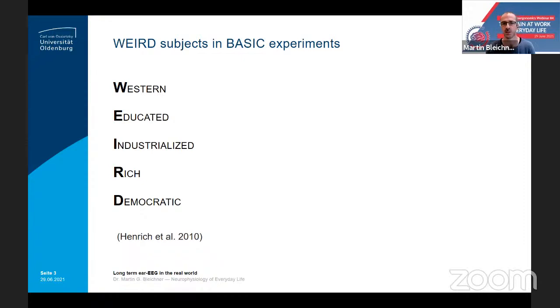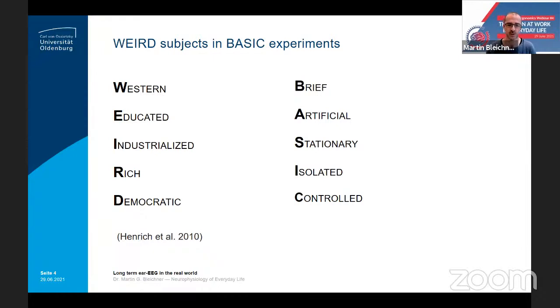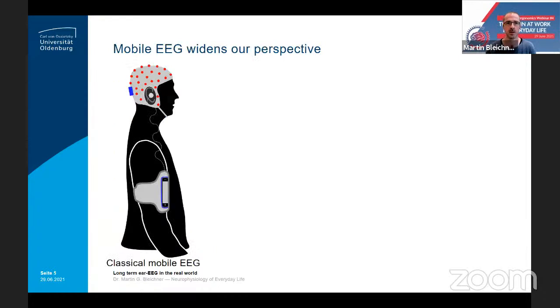Moreover, in any imaging study, including EEG, we skew the data in another way, as we already have heard. The imaging studies we conduct are very brief, rarely exceeding 2 hours. We conduct the studies in artificial environments while the participant is stationary, isolated without any social interaction, as we have also just heard, and highly controlled in what she sees or hears or is allowed to do. So both regarding the diversity of people and the diversity of situations, we have just sampled from a fraction of human experience. With mobile EEG now, we have a wider perspective.